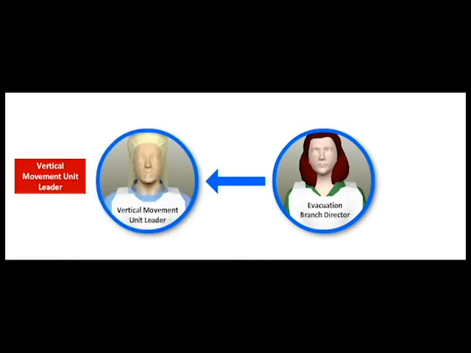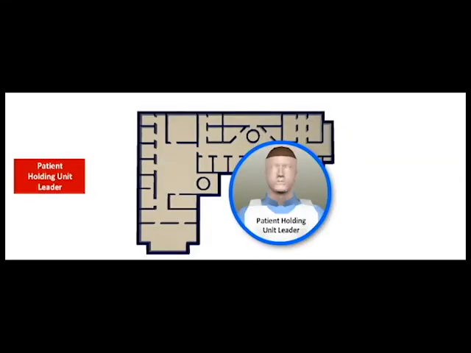The Evacuation Branch Director instructs the vertical movement unit leader when a particular patient holding area on a floor is to be evacuated. The patient holding unit leader is responsible for maintaining continuity of care for all patients in the holding area until they are handed off to a vertical movement team.